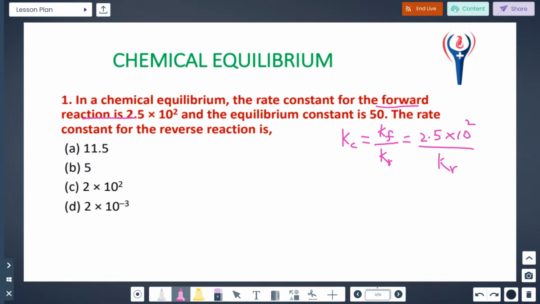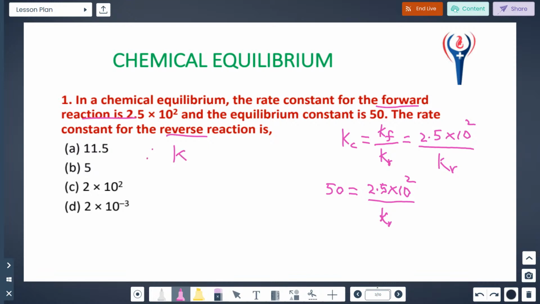So I write it here: 50 is equal to 2.5 into 10 power 2 by Kr. Are you following? Now our aim is to find out only the rate constant for the reverse reaction. So therefore, these two are interchanged.